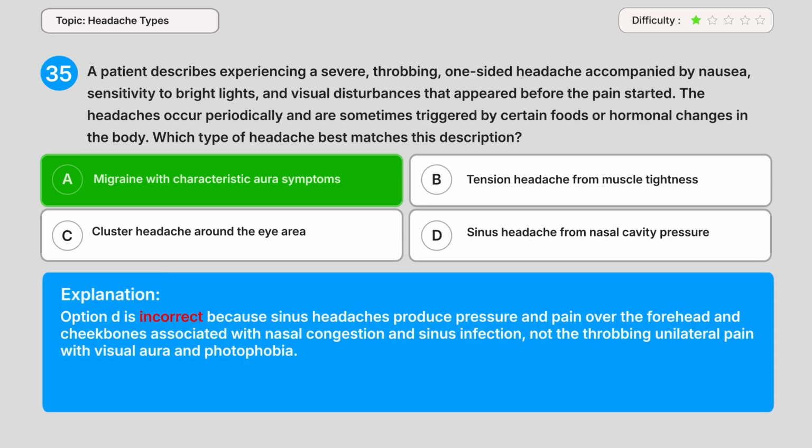Option D is incorrect because sinus headaches produce pressure and pain over the forehead and cheekbones associated with nasal congestion and sinus infection. Not the throbbing unilateral pain with visual aura and photophobia.